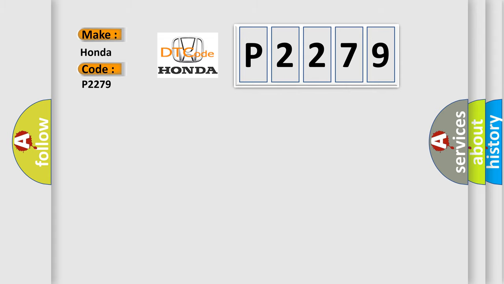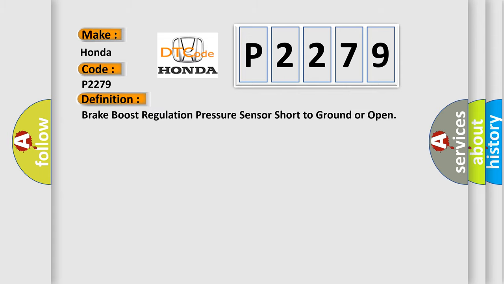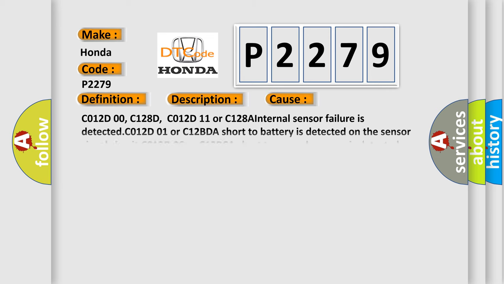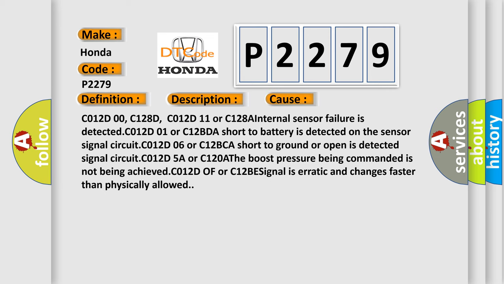The basic definition is brake boost regulation pressure sensor short to ground or open. And now this is a short description of this DTC code. Ignition on, the ignition voltage is greater than 10 volts. This diagnostic error occurs most often in these cases: C012D00, C128D, C012D11 or C128A. Internal sensor failure is detected.